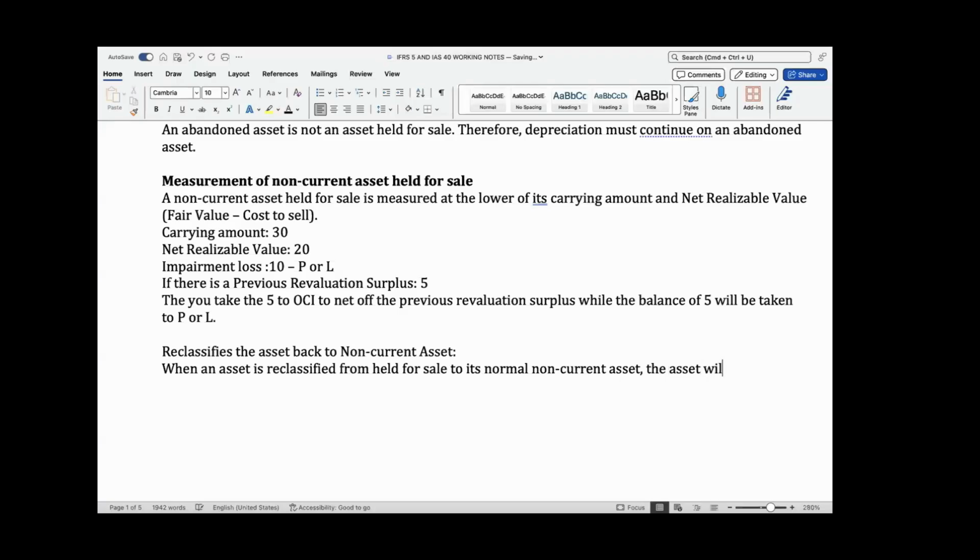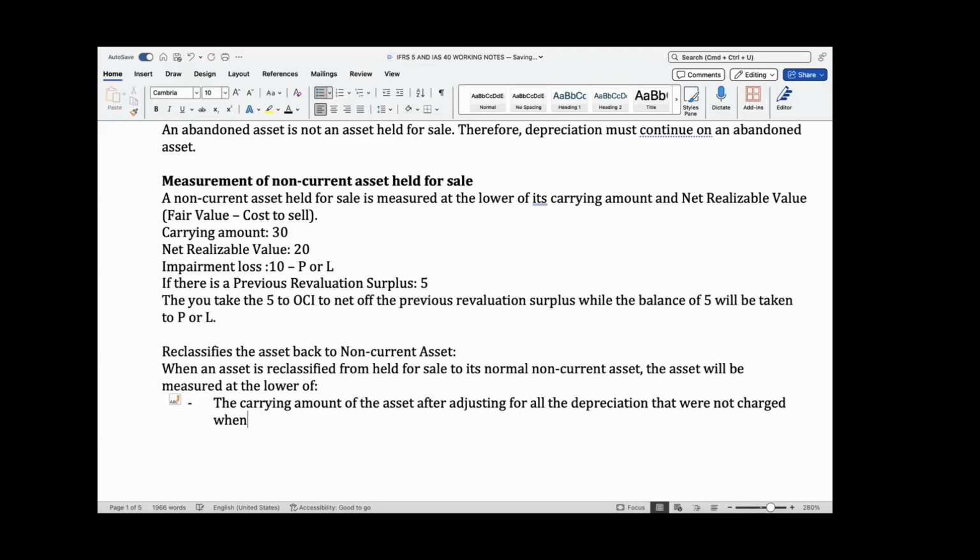the asset will be measured at the lower of the carrying amount of the asset after adjusting for all the depreciation that were not charged when it was classified as held for sale.